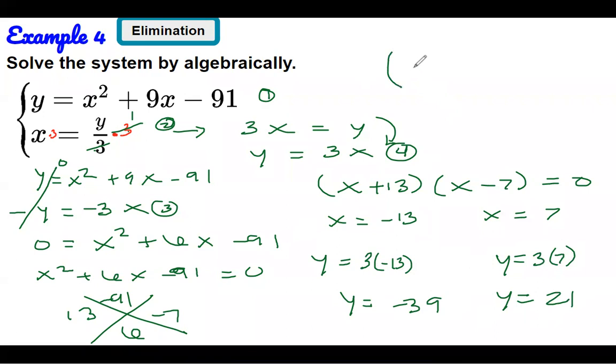So my coordinates are negative 13, negative 39. And the next one, 7 and 21. All right, it all depends which method you guys want to choose, but today we're practicing by elimination. Let me go ahead and give you guys your homework.